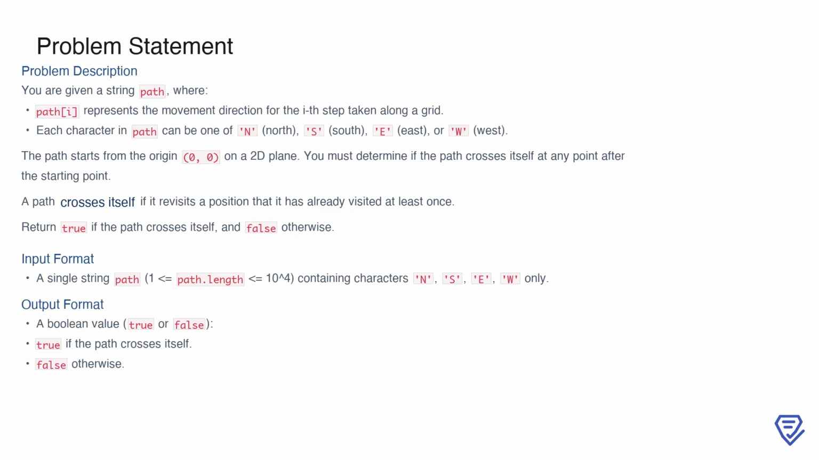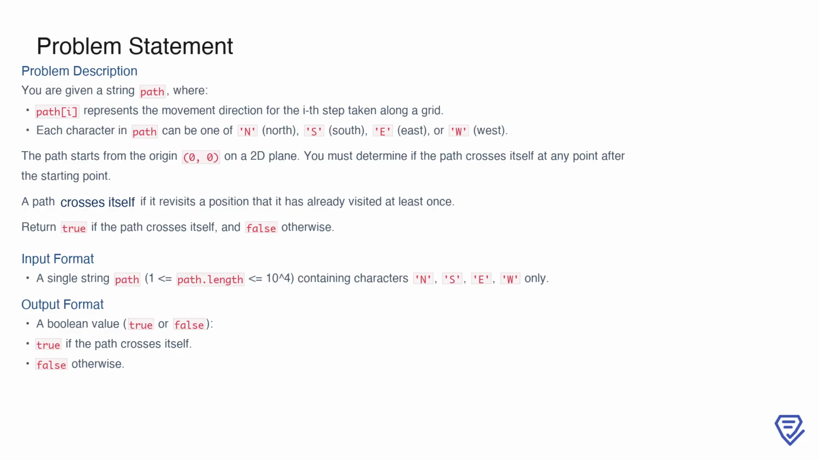In this problem, you are given a string called path, where each character represents a movement direction on a 2D grid. The directions can be north, south, east, or west, represented by the characters N, S, E, and W, respectively. The movements start at the origin, which is the coordinate (0, 0), on the grid. Your task is to determine if the path ever crosses itself, meaning if it revisits any position that it has already visited after the starting point.